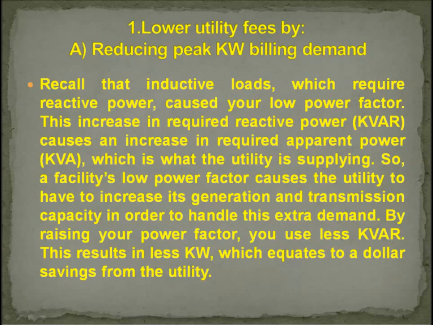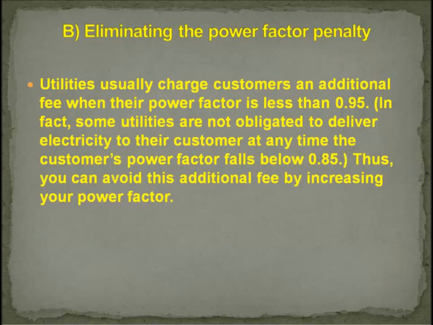By raising your power factor, you use less kVAR. This results in less kW, which equates to $1 savings from the utility. B. Eliminating the power factor penalty. Utilities usually charge customers an additional fee when their power factor is less than 0.95. In fact, some utilities are not obligated to deliver electricity to their customer at any time the customer's power factor falls below 0.85. Thus, you can avoid this additional fee by increasing your power factor.